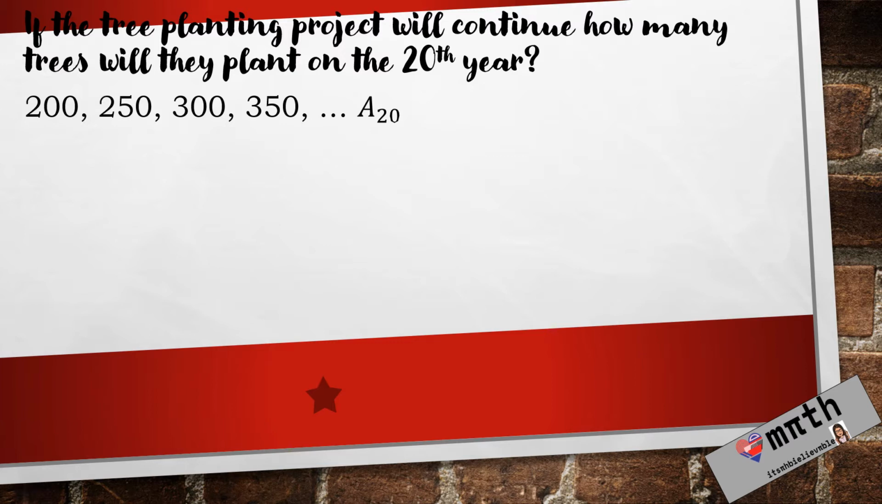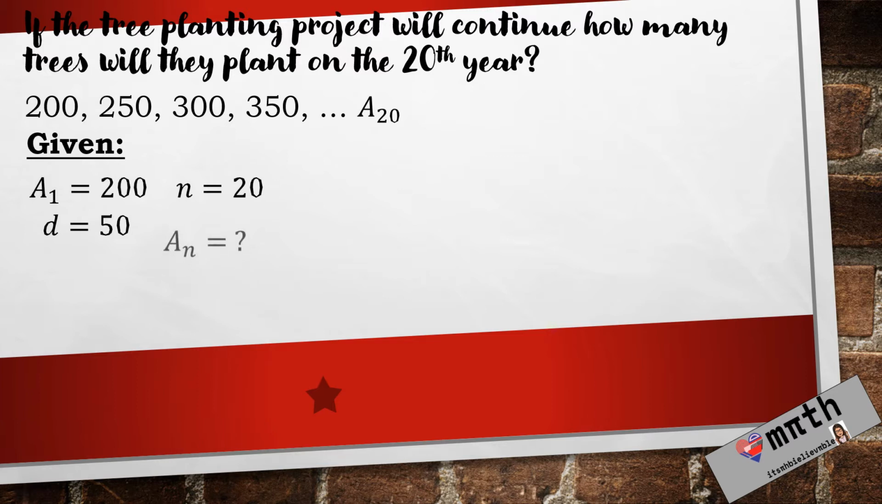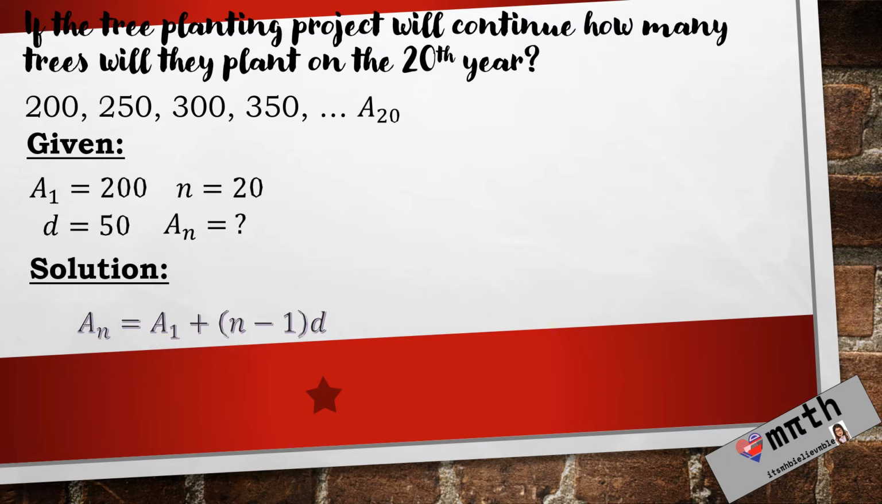Since this is again an arithmetic sequence, we need to find the nth term or the 20th term of this sequence. Again, the given would be A sub 1, 200. The common difference is 50. Our n is 20 since we have 20 years, the 20th year rather. Then the value we're looking for is A sub n or A sub 20. So the formula that we're going to use would be A sub n is equal to A sub 1 plus n minus 1 multiplied by d, since we're looking for the nth term of an arithmetic sequence.